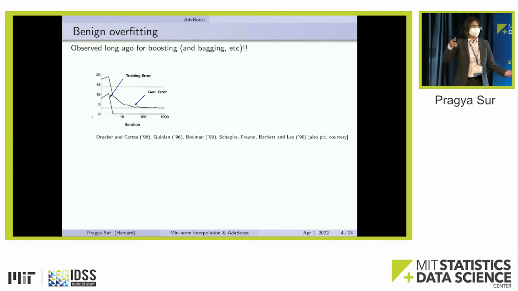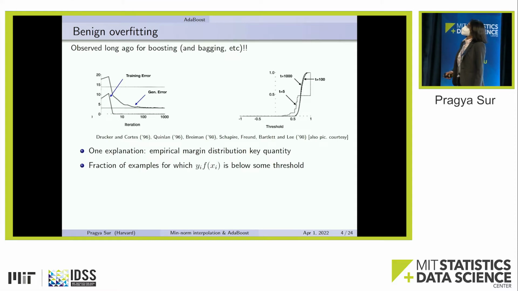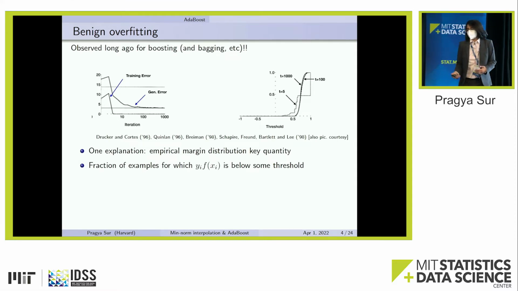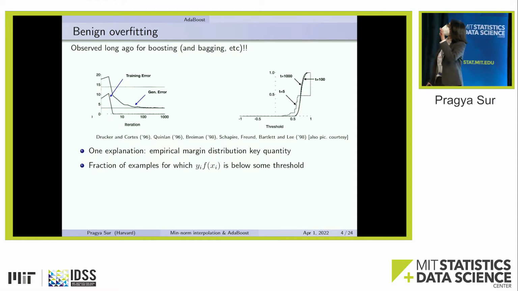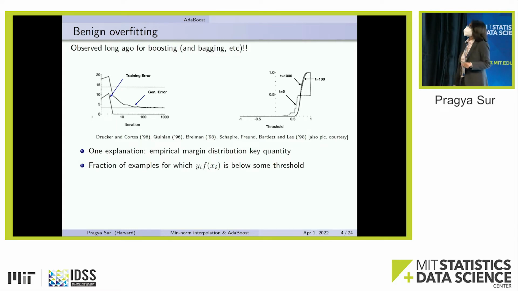And as you see, the training error drops to 0 very soon, but the generalization error continues to drop way beyond that point, right? And so this naturally piqued the interest of statisticians and machine learners, across both communities, computer scientists. And many explanations emerged for why this is happening. One of the explanations that was put forward is based on what is known as the margin theory.